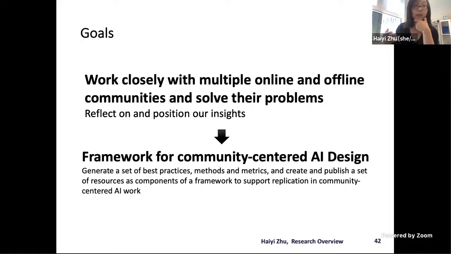The goal is that we want to create a framework for community-centered AI design or community-centered AI governance. The idea is that in the long run, we want to generate a set of best practices, methods, and metrics, and create and publish a set of resources as a component of the framework to support replication in community-centered AI work.